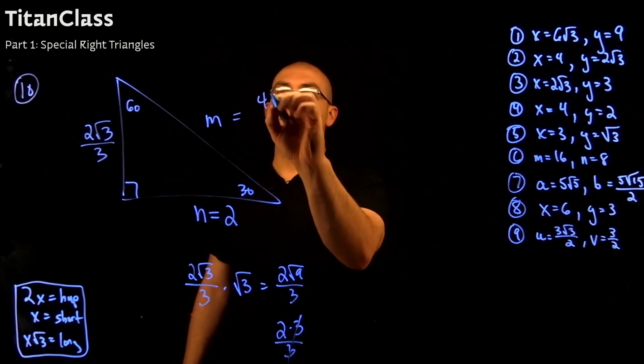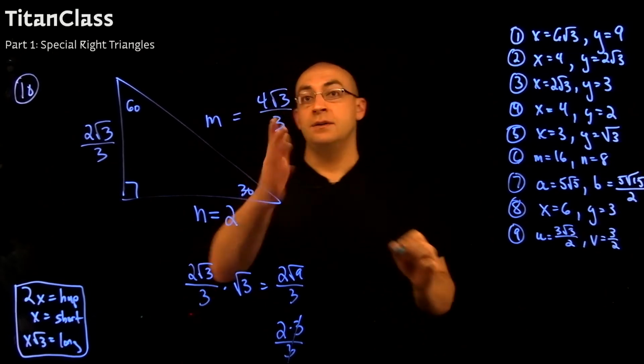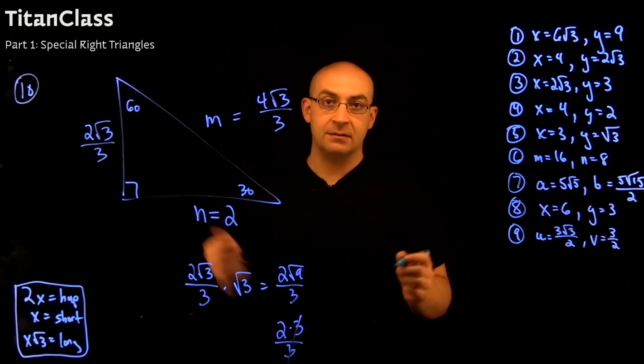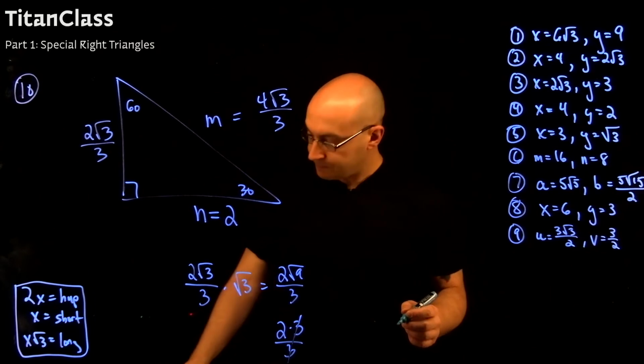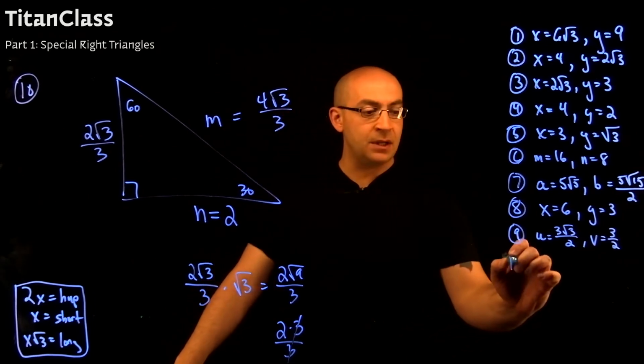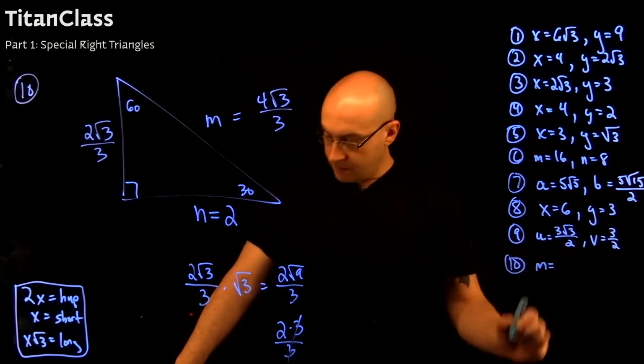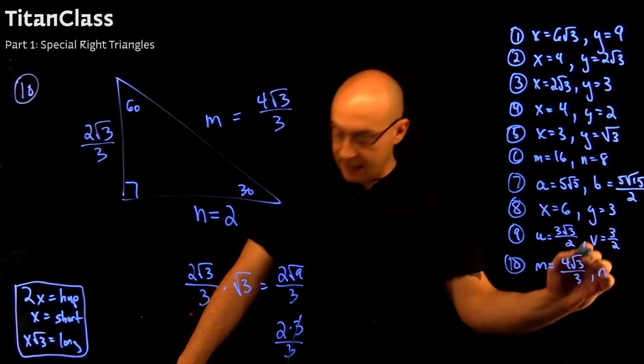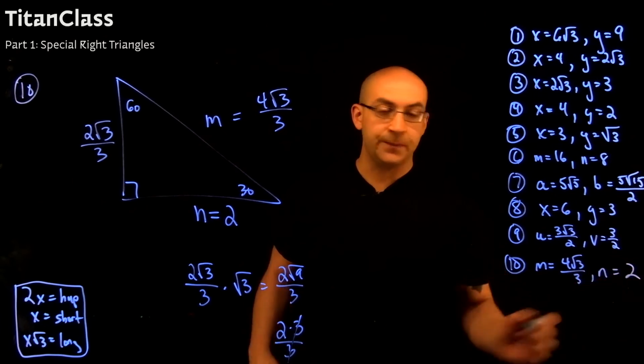So it'll be 4 root 3 over 3. Nothing can be simplified here because 4 over 3 is a very nice improper fraction. So we have our values here. So number 10 for m is 4 root 3 over 3. And n was 2. All right.